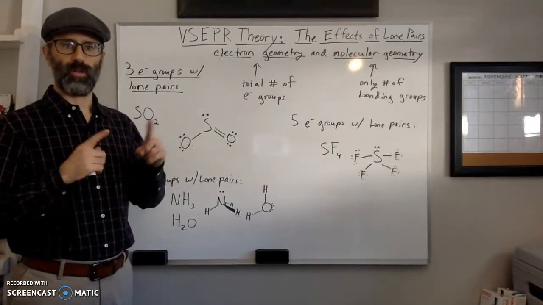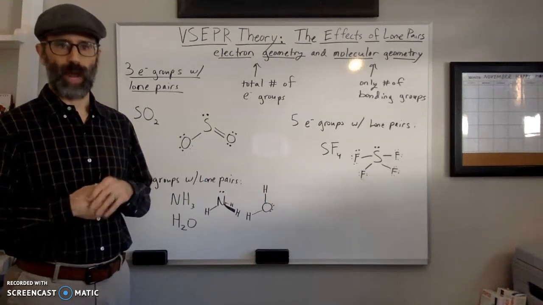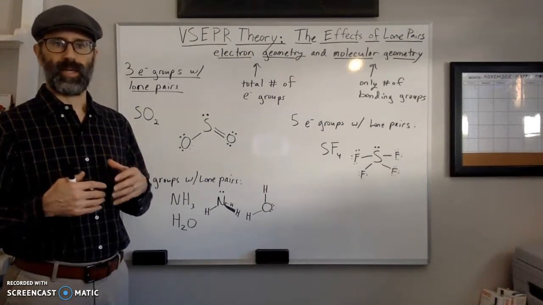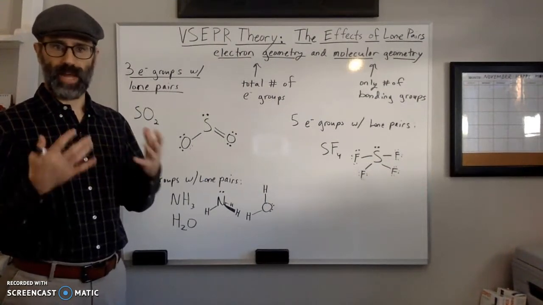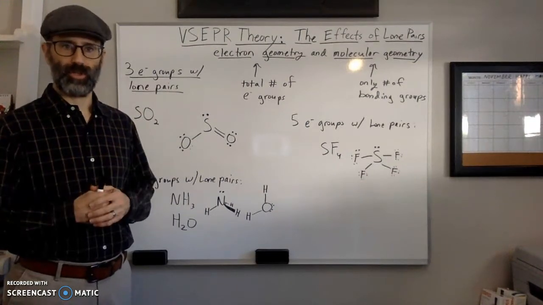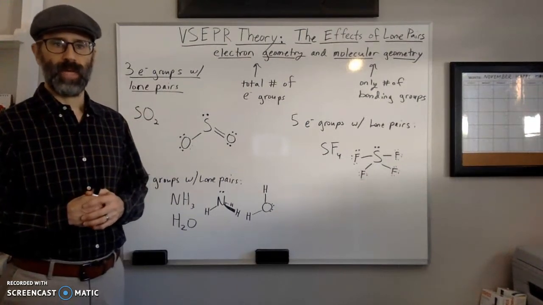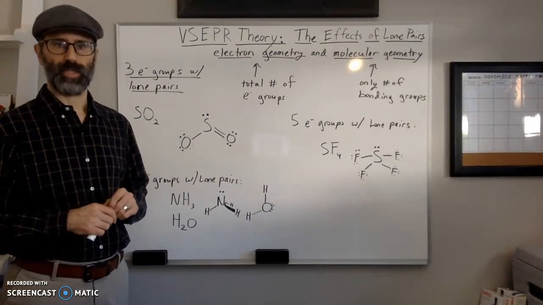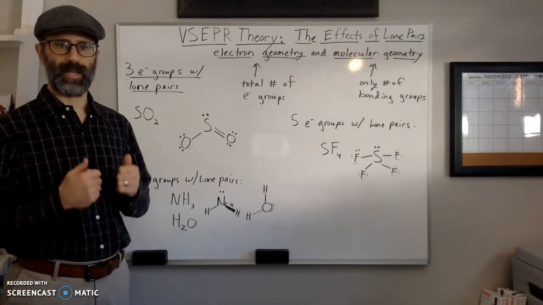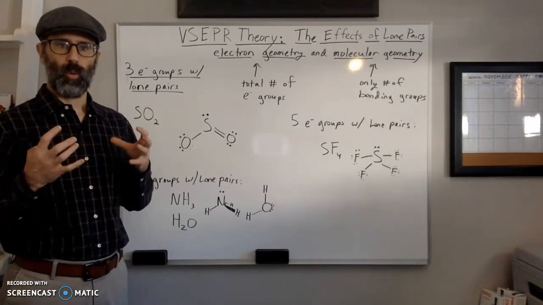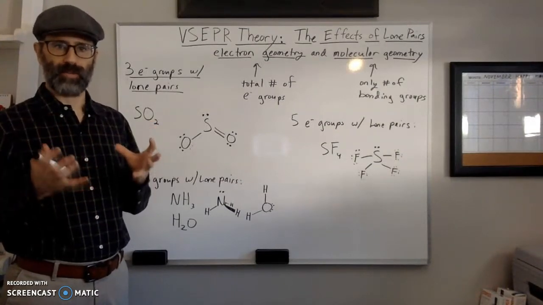So you count all of the bonds and all of the lone pairs around your central atom, and whatever that total number is, that gives you the electron geometry. However, the molecular geometry is focused only on the bonded atoms. So what do the bonded atoms look like?